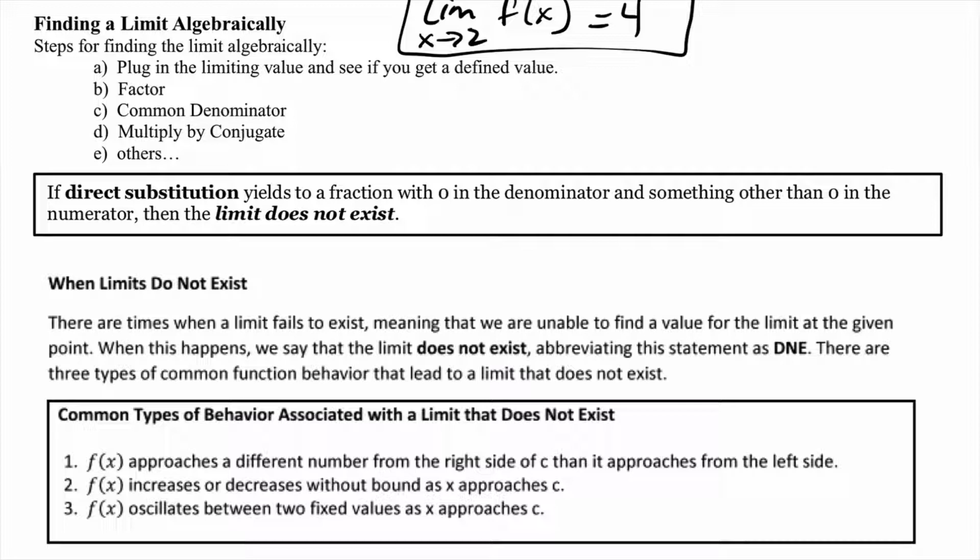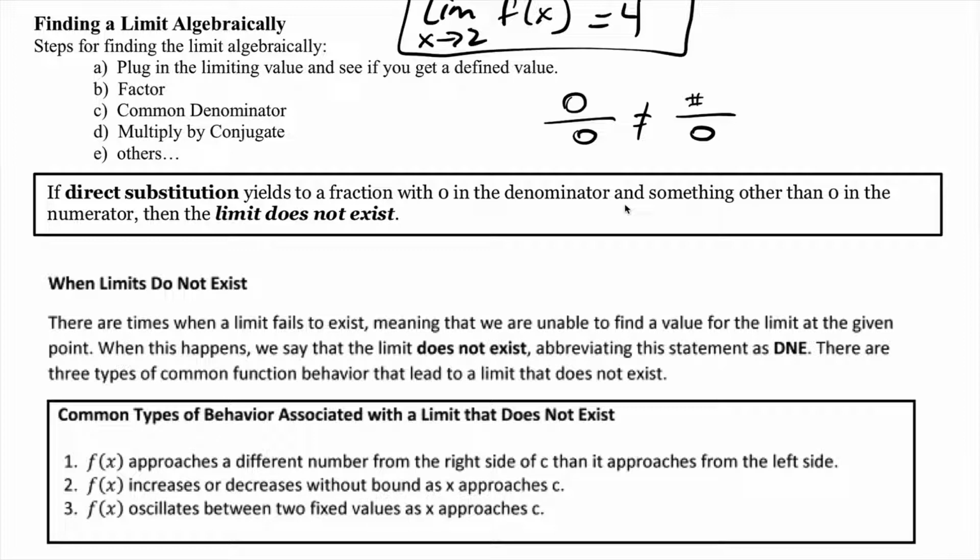That's direct substitution. If that yields a fraction with 0 in the denominator and something other than 0 in the numerator, so a non-zero number over 0, then it's DNE. But if it's 0 over 0, we still got work to do. 0 over 0 is not the same as a number over 0. One is what we call an indeterminate value, and one is undefined.